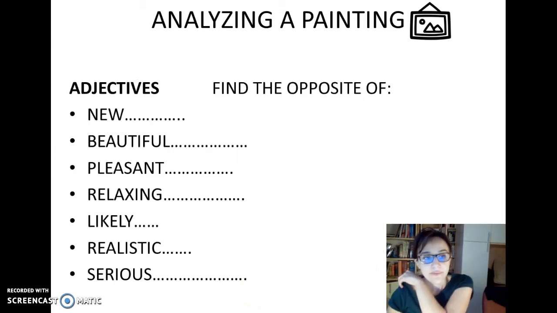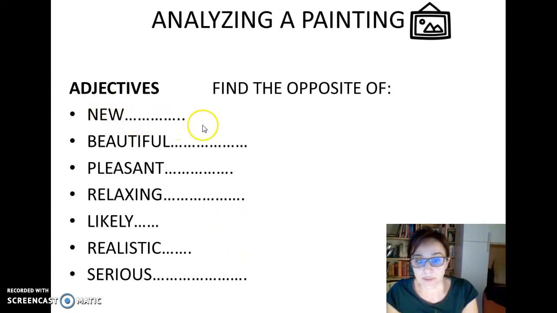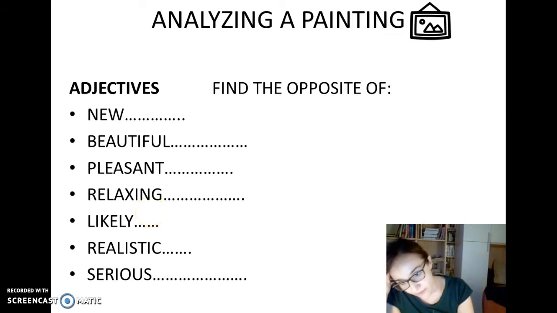Now, do you remember the previous adjectives? Okay, now find the opposite of these ones. New is the opposite of, beautiful is the opposite of, pleasant is the opposite of, and relaxing is the opposite of, likely is the opposite of, while realistic is the opposite of, finally serious is the opposite of what?